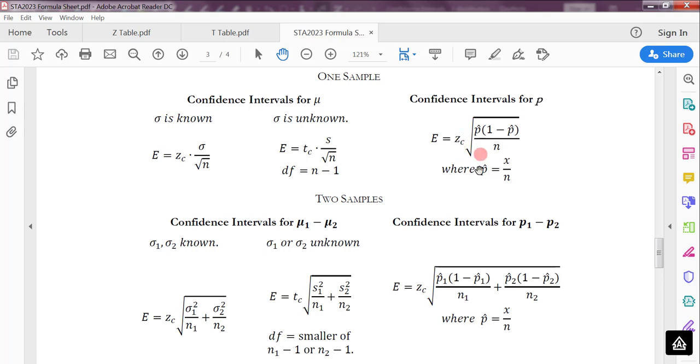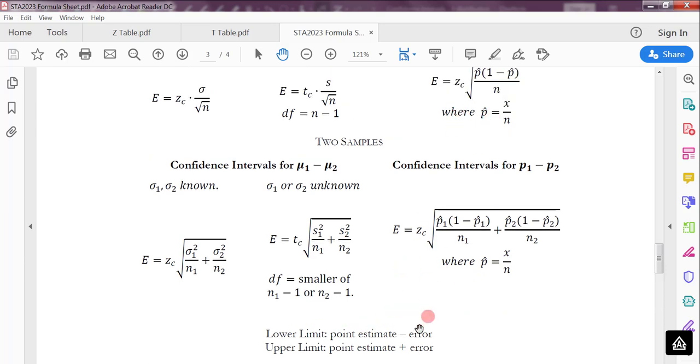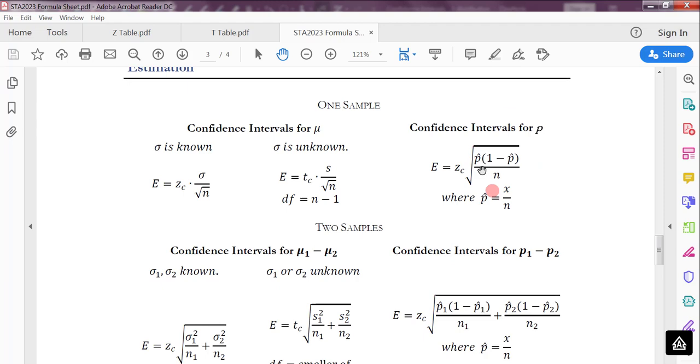And then it's the square root of p hat times q hat. Instead of putting q hat, they put 1 minus p hat, which is the formula for what q hat is equal to, divided by n. Okay, and then where p hat is x divided by n. So n being your sample size and x being how many observations meet the requirements for what you're studying. Okay, and then again, it would be the same as down here, your point estimate, which would be p hat, plus and minus your error, which would be this value plus and minus this value right here.